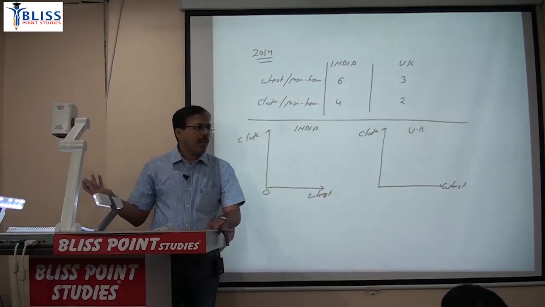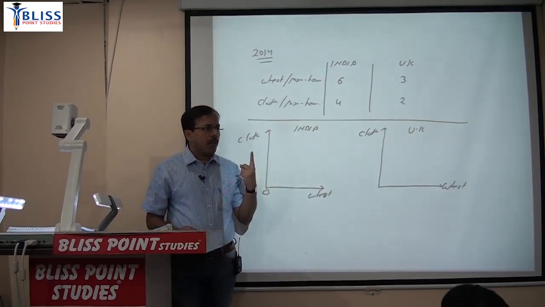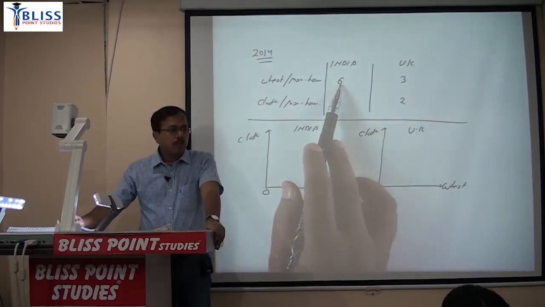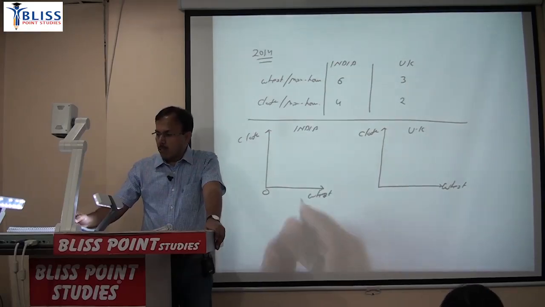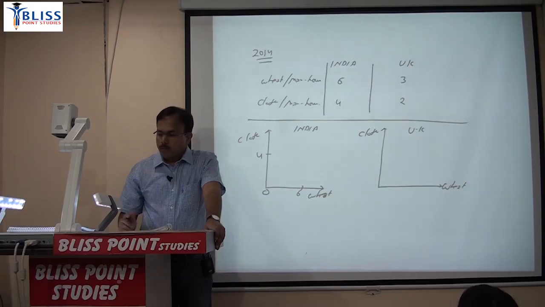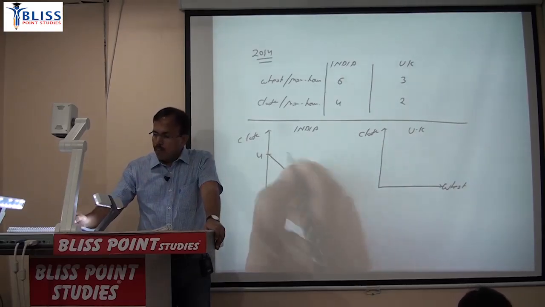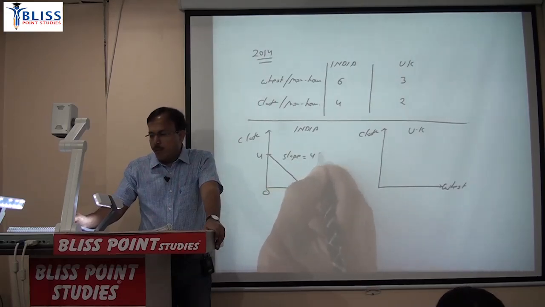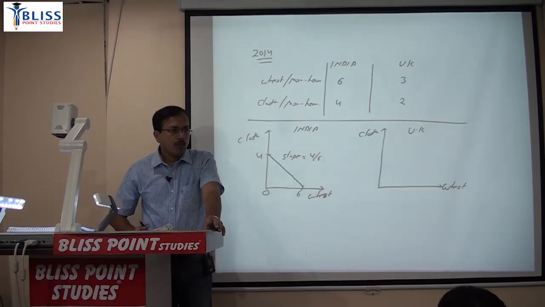Overall labor resource is not given. Suppose both countries have only one labor hour. So in that one labor hour, India can produce either 6 unit of wheat or 4 unit of cloth. So 6 unit of wheat here, and here 4. So what is the slope of the line? It is 4 by 6. Note that it is not 6 by 4, that would be the opposite.